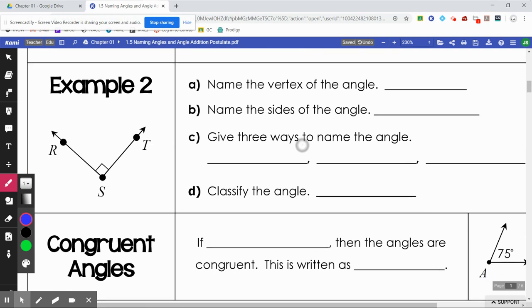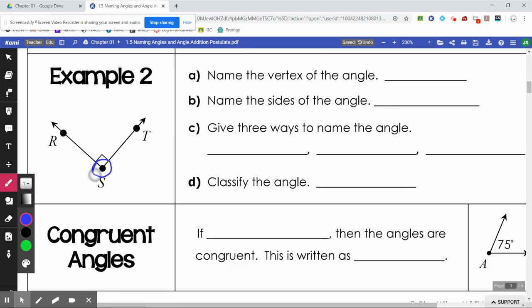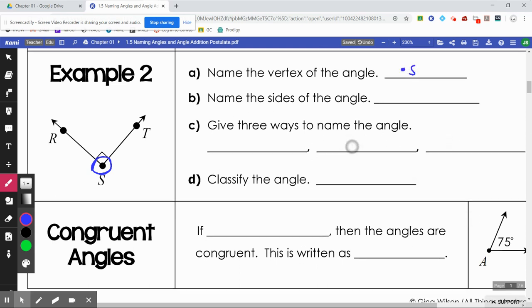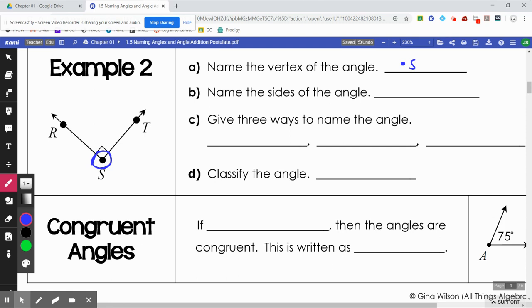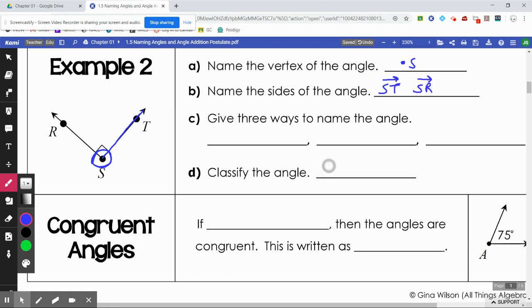Example number 2, name the vertex. The vertex is the common point shared by the two rays, so point S is your vertex. Name the sides. The sides are the two rays, which would be ray ST, and the other one starts at S and goes through R. That's your two rays, the two sides.